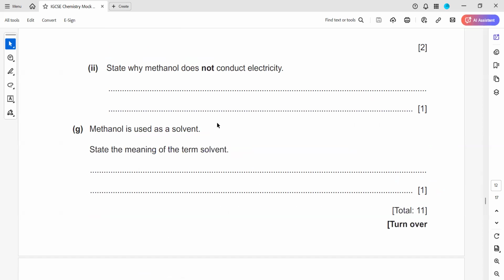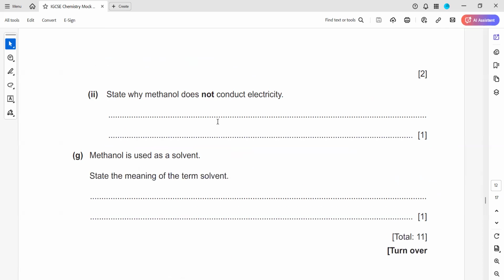Why does methanol not conduct electricity? Because if something does not conduct electricity, there are no free electrons or no free moving ions. No delocalized electrons. It does not contain free electrons or ions to move.